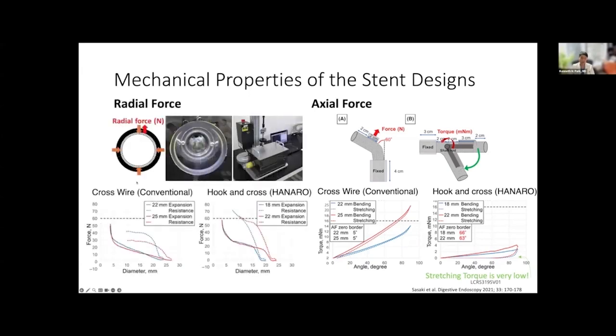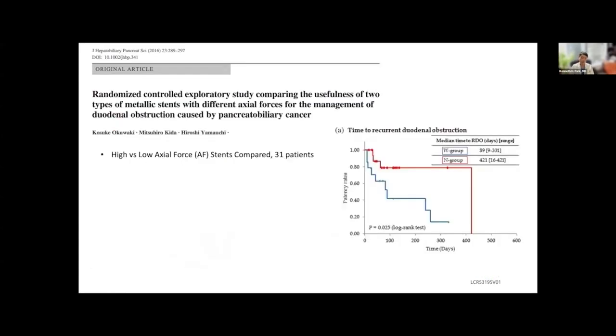In terms of radial force, they're pretty similar. So for example, let's say a stricture is around 10 millimeter. It's around 20 here. And then for the hook and cross, it might be a little bit better. Both are pretty good for expansion and resistance. But the key difference here was the high and low axial force. Sometimes a lot of papers studying these different stent designs will even refer to them as high axial force stents versus low axial force stents.